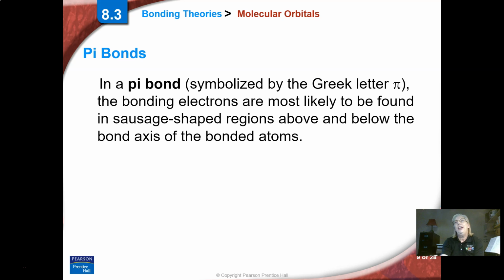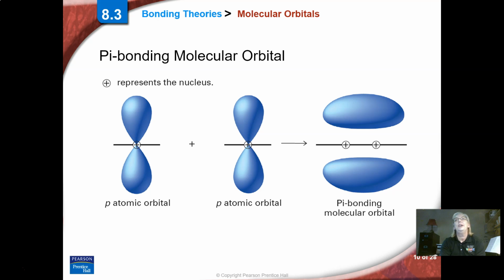Okay, pi bonds are when you have more than one overlap like that. It has the symbol pi, and we have bonding going on, and it's usually stronger because you've got this part right here coming together and this part here coming together, and it looks like this overall when it's done. So you have a lot of strength in that overlap on the top and the bottom. That's pi bonding.